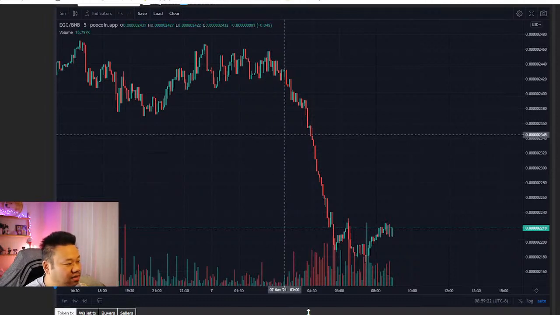I personally would like to see a bigger dip in EGC because I missed a previous one. The previous dip happened a few days ago when a big whale sold. I couldn't buy it because my BNB was still transferring from crypto.com. It was pending for like a day and a half, almost 2 days.